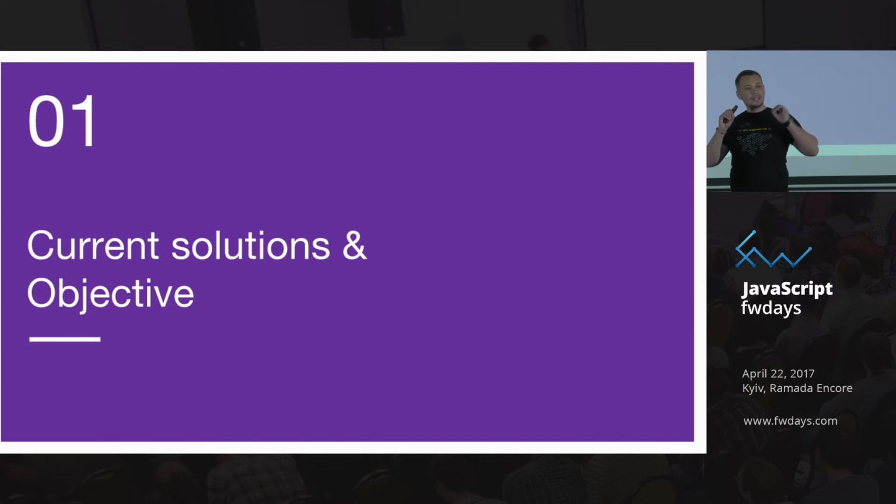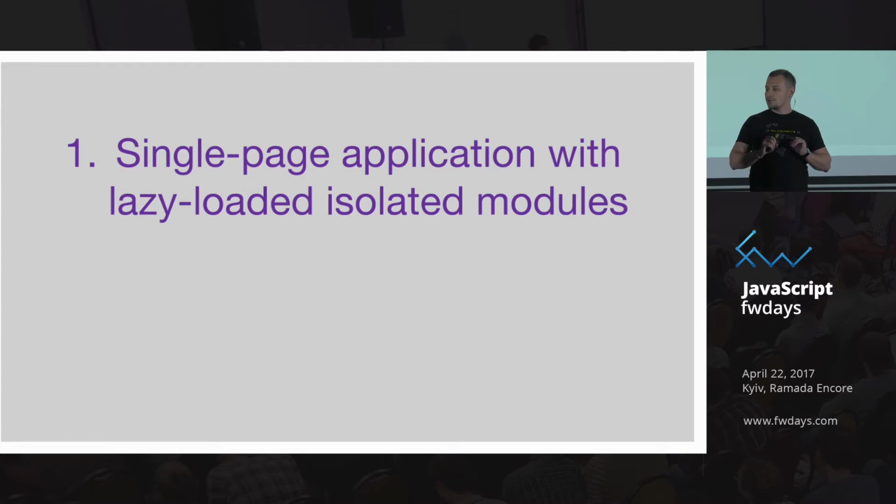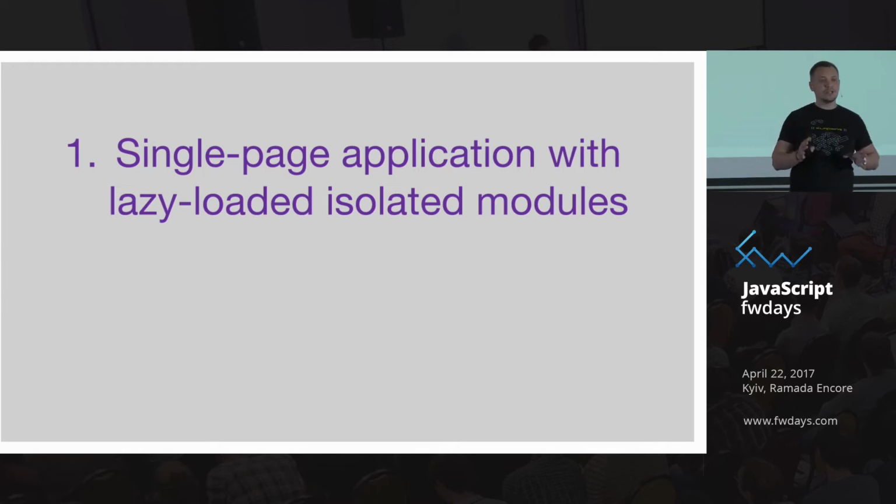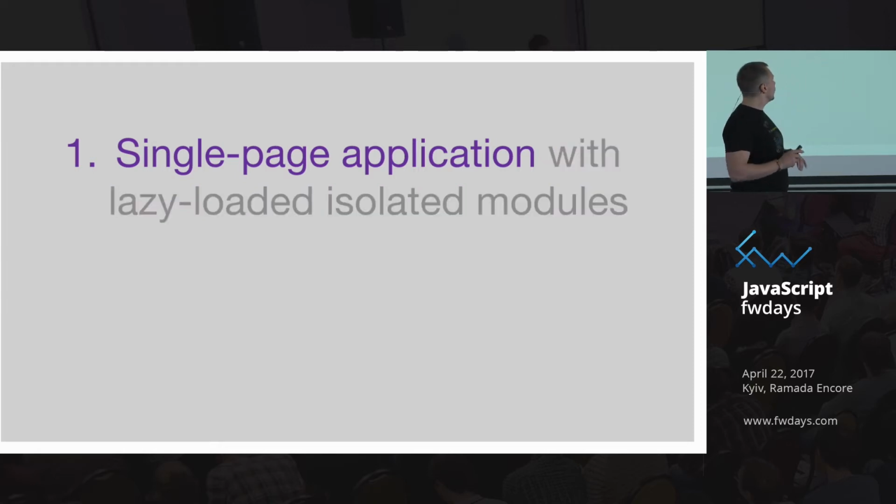Okay, so let's try to imagine what's the real world, not the real, the ideal world that I want to have for my application. So it's a single-page application with lazy loaded isolated modules. Very long sentence, so let's try to break it. So what do I want? I want single-page apps, okay? I'm not going to explain it too much. We all know and agree that single-page app is the thing to go.